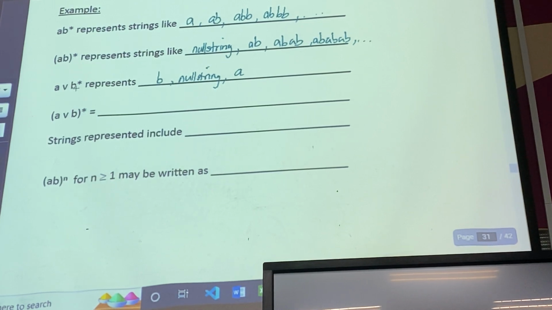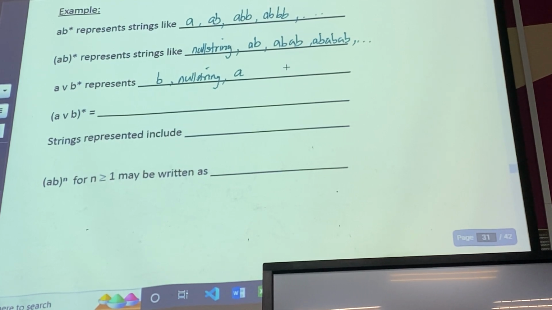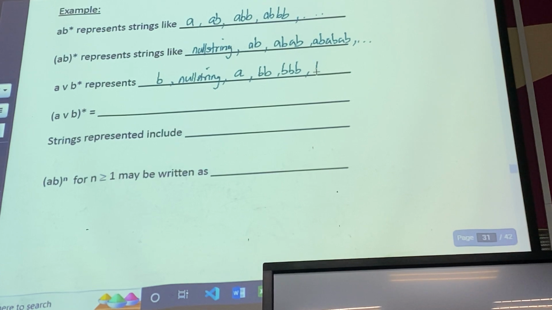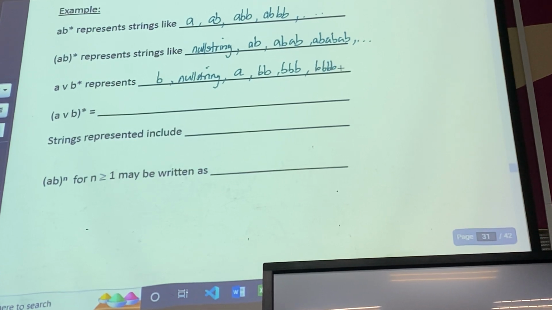Then you can have 1 B also. You can have 1 A also. You can have 2 Bs. You can have 3 Bs. Can you have 2 As? Can you have 2 As? A has no loop, right? So A no loop means you can only have maximum 1 A. So the loop is only for B.